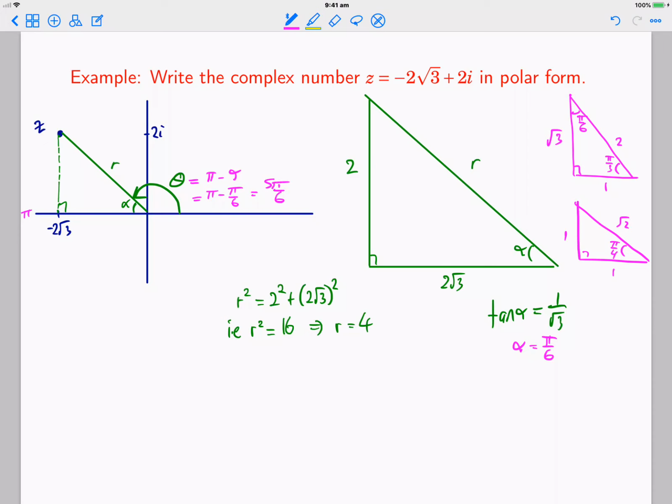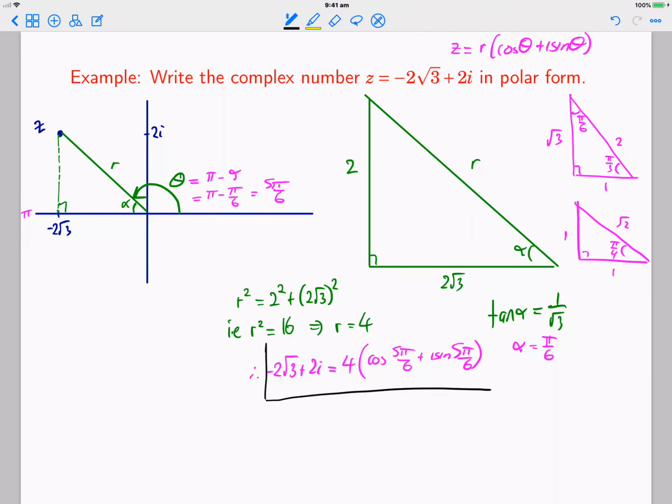So therefore, putting it together, I can say that z, or minus 2 root 3 plus 2i, remember how does the formula go? We said it's r times cos theta plus i sine theta. Because r is 4, it goes out the front. Cos, now theta was 5 pi on 6, plus i sine 5 pi on 6. Basically what I've done is I've taken that complex number, minus 2 root 3 plus 2i, and converted it into polar form.